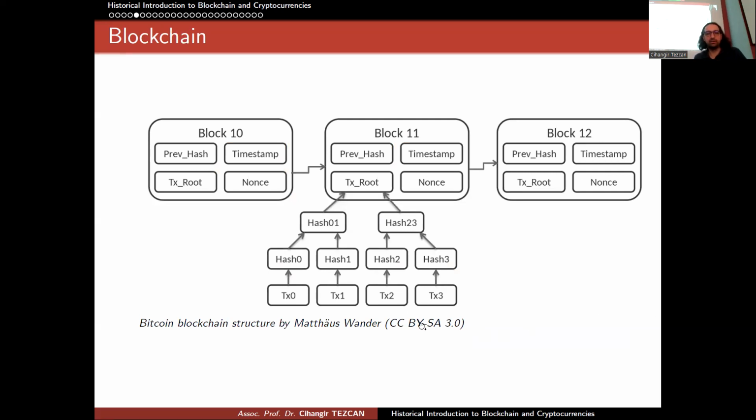And a blockchain looks like this. So you have transactions. These are saying that I'm sending this amount of Bitcoin to this person and so on. So these are all of your transactions.